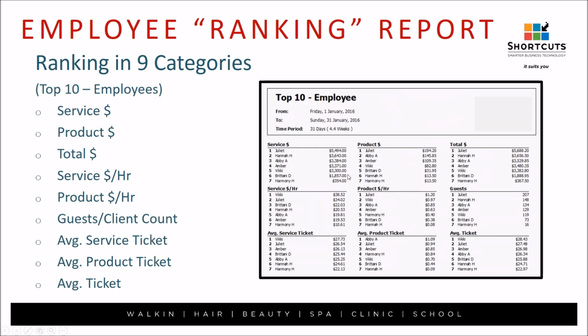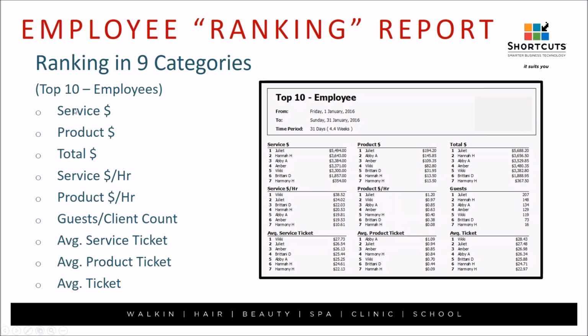Okay, so let's now look at the employee ranking report. With this report, it will separate into 9 different areas. First of all, it is for your top 10 employees. So it will list your top 10 employees. If you do not have 10 employees, obviously it's only going to show your top however many in order. If you do have more than 10 employees, it will not show any more than 10.